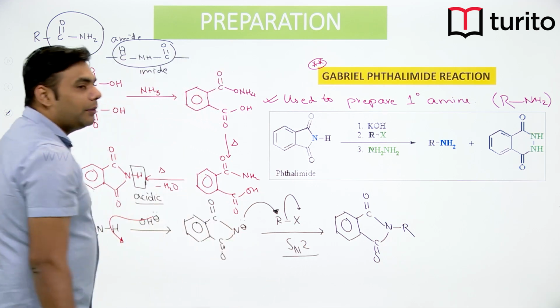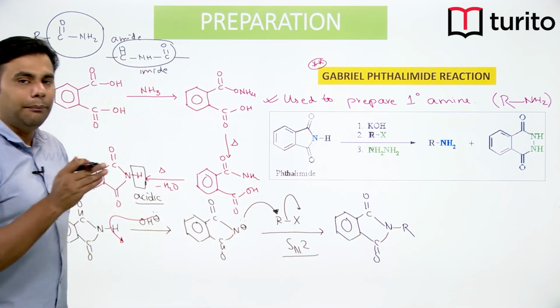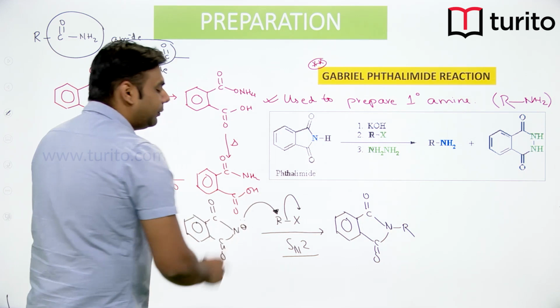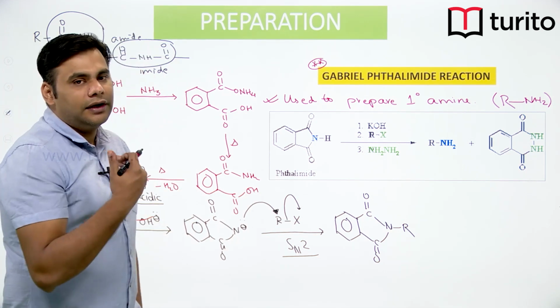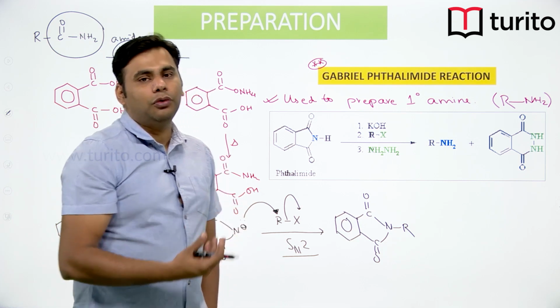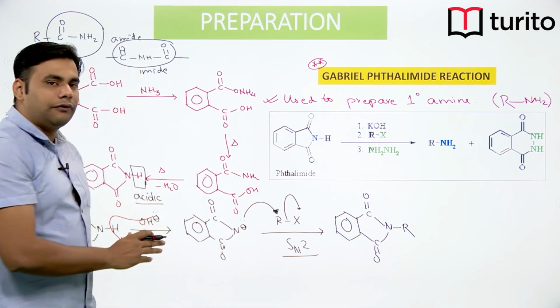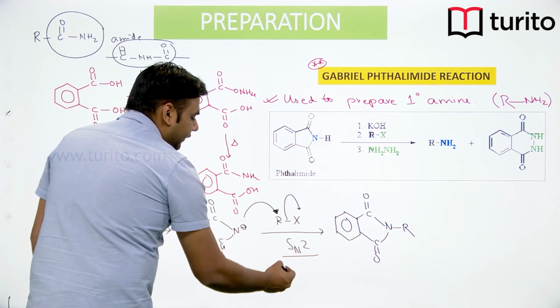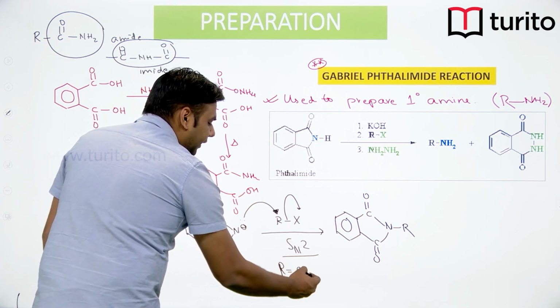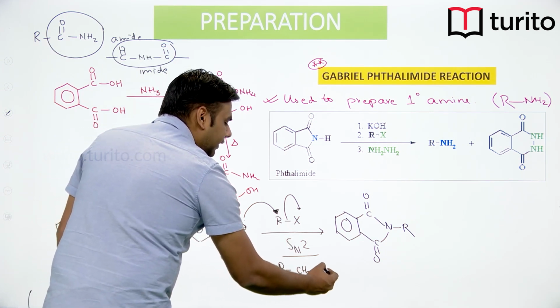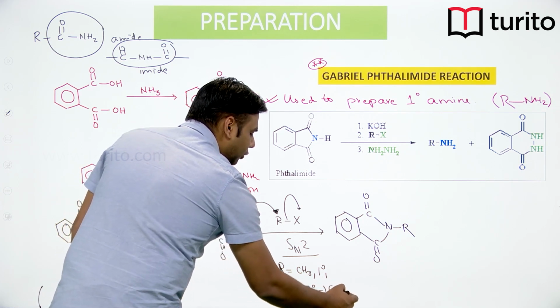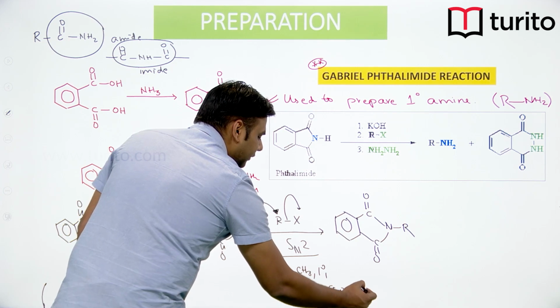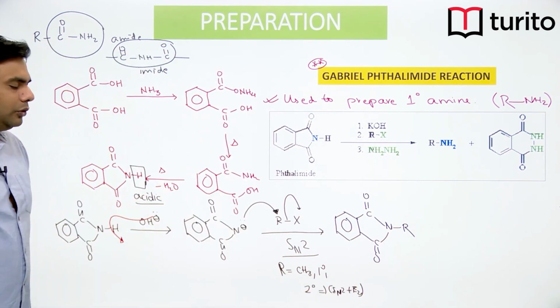Now remember, the SN2 mechanism is best for the methyl halide. If R is CH3, this reaction would be fastest because methyl exerts very poor steric repulsion to the nucleophile. So for SN2 we say that R should be either methyl or 1 degree. With 2 degree there will be a substantial amount of E2 product as well.